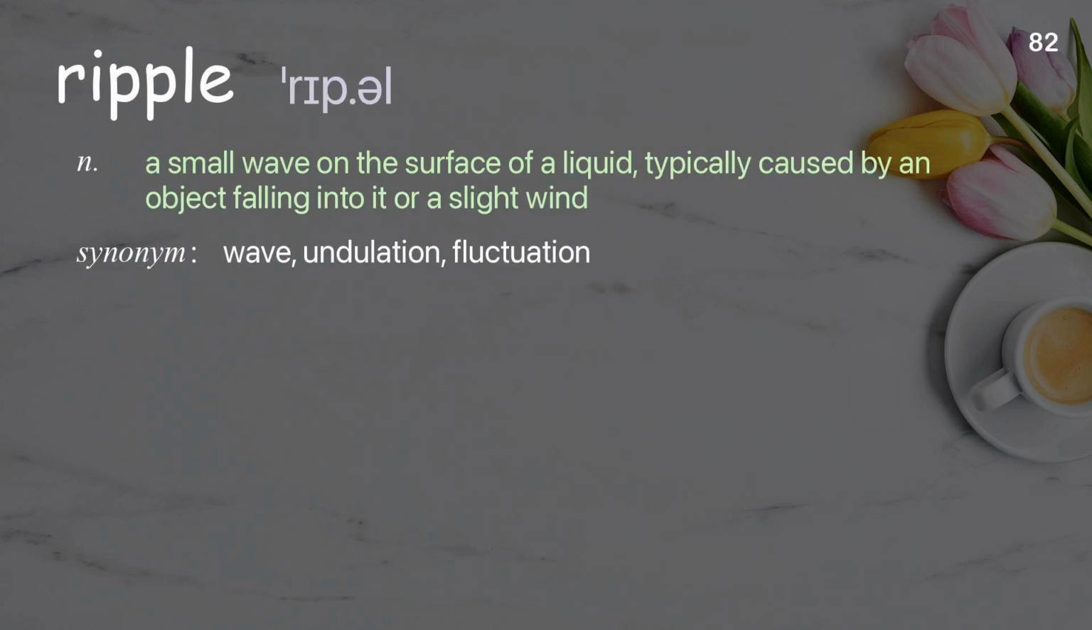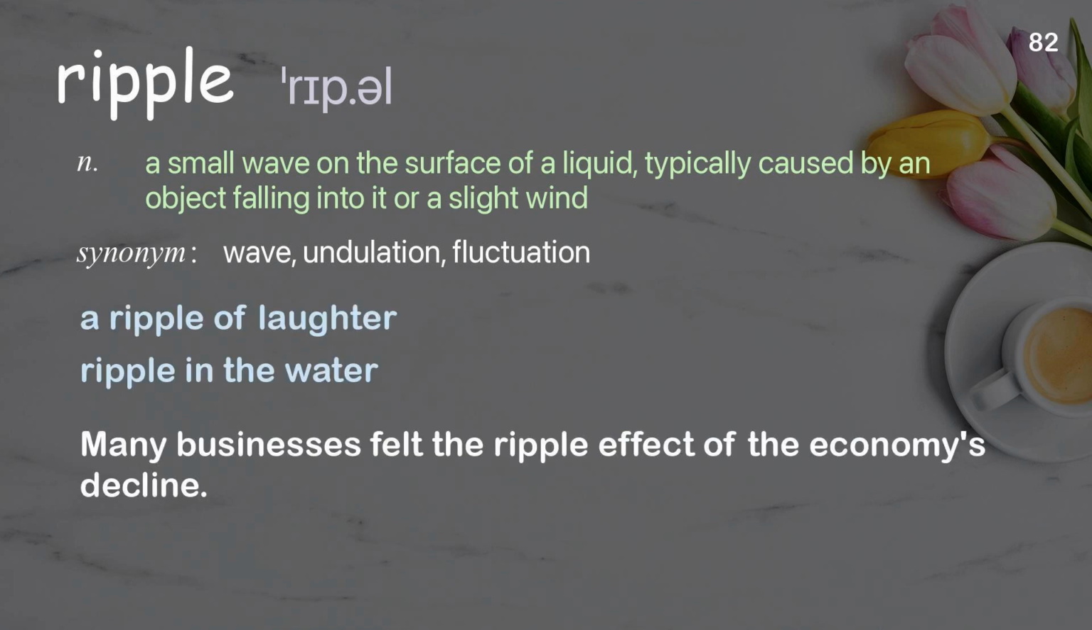Ripple: a small wave on the surface of a liquid, typically caused by an object falling into it or a slight wind. Examples: A ripple of laughter. Ripple in the water. Many businesses felt the ripple effect of the economy's decline.